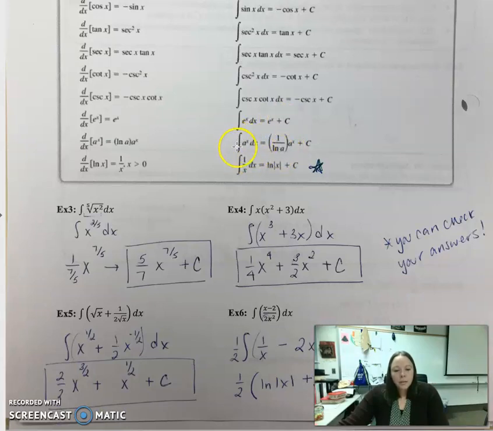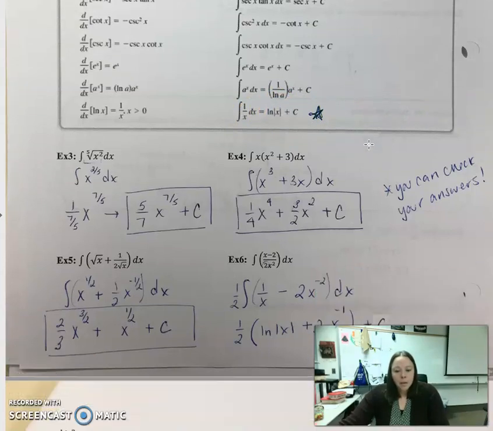Now, you'll have to make sure you watch this one, especially, it's a little bit weird. 1 over x, the antiderivative is natural log of the absolute value of x, and those absolute values are very important. There's no restriction on the domain except for 0. But when you go to do the antiderivative, now you have a restriction on the domain. So that's why we have to put those absolute values there. And that is really important to make sure you do that.